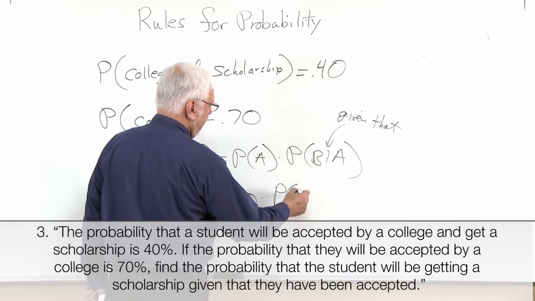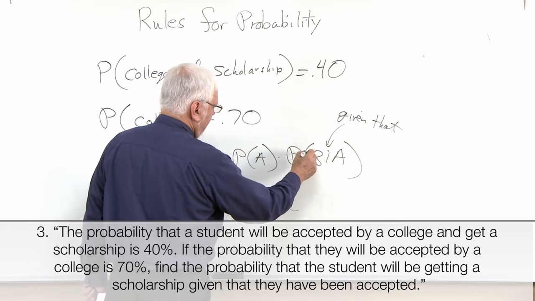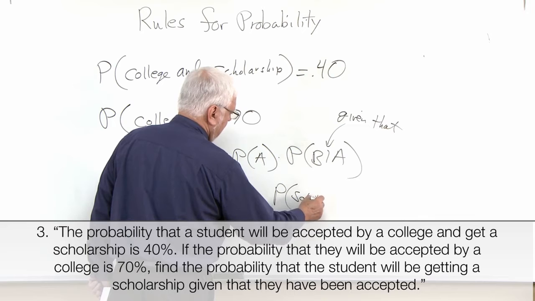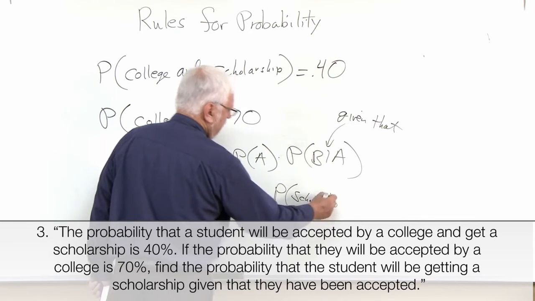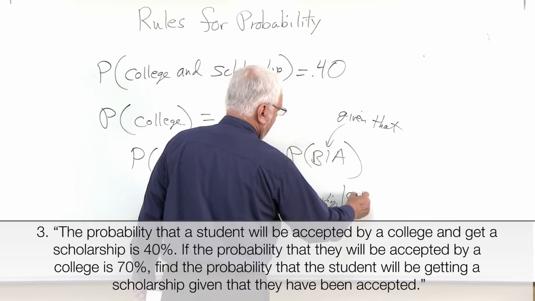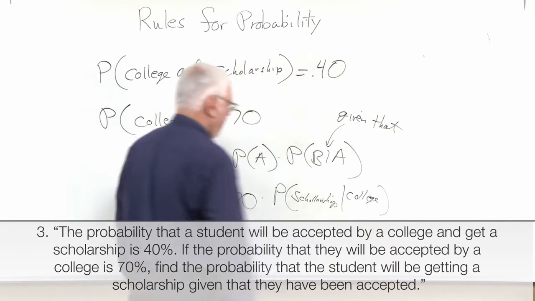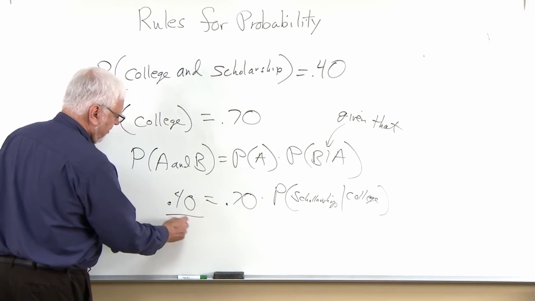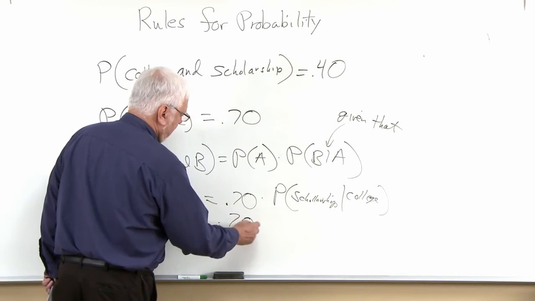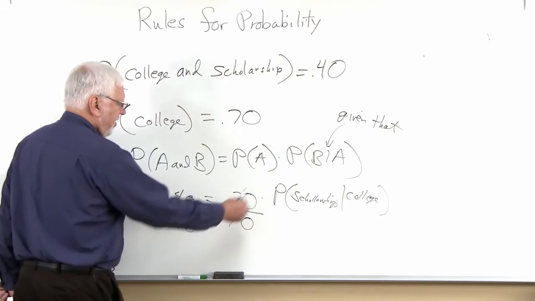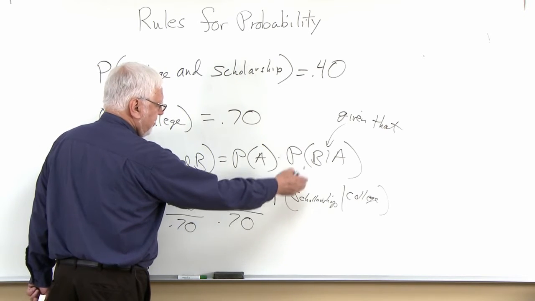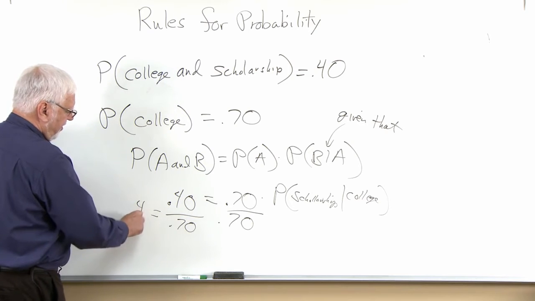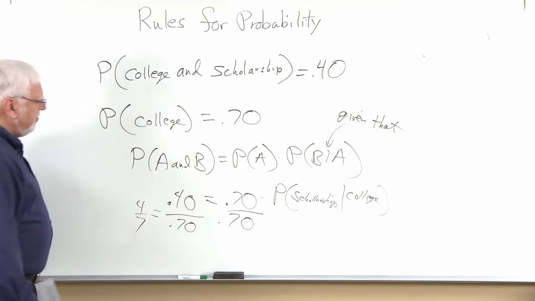This is the probability that they get a scholarship given that the college has already accepted them. And that's what we want to know. So how do you solve this? Using algebra, you divide both sides by 0.70. So you end up with the probability of a scholarship given that they're going to college is 4/7. Or reducing that, you get 4/7.